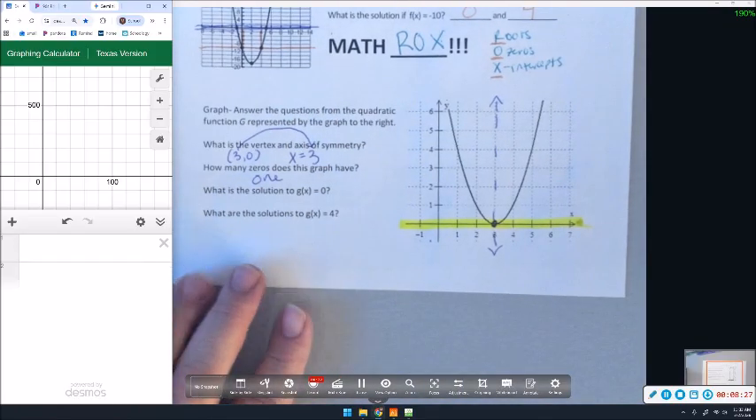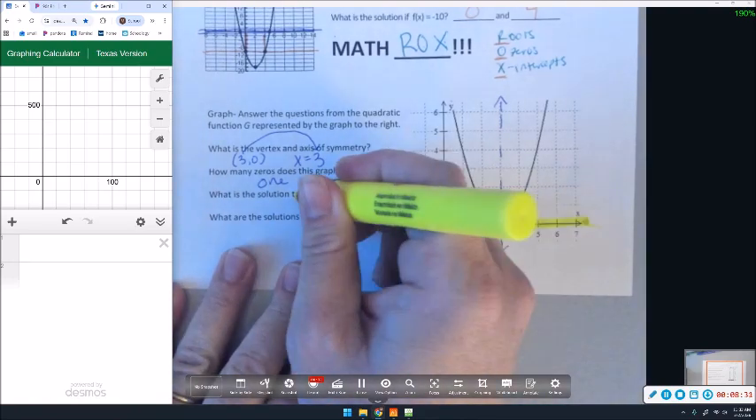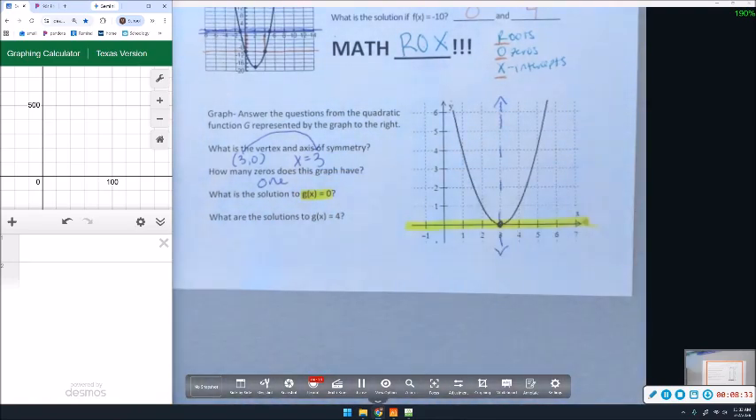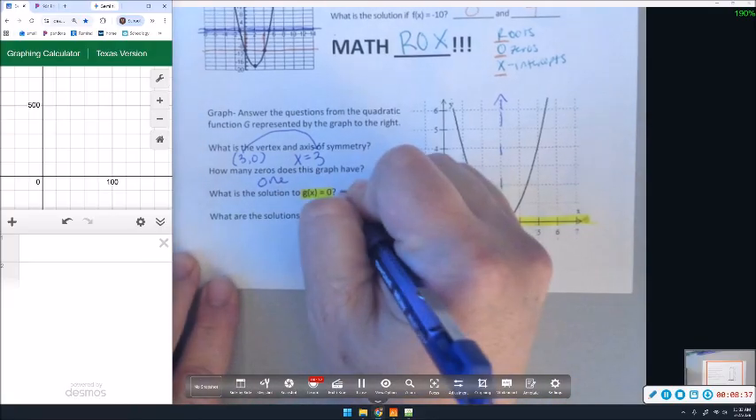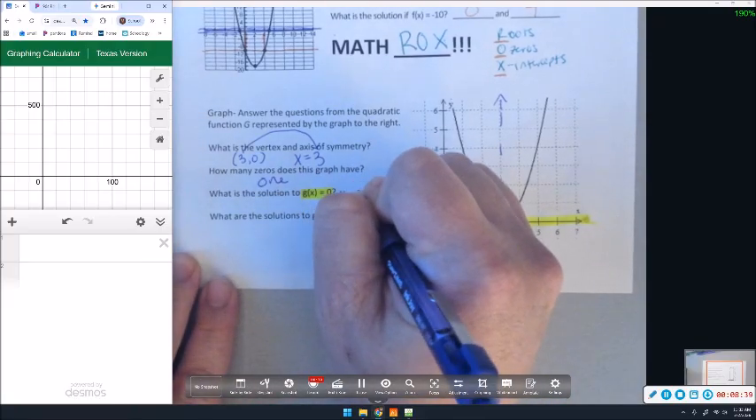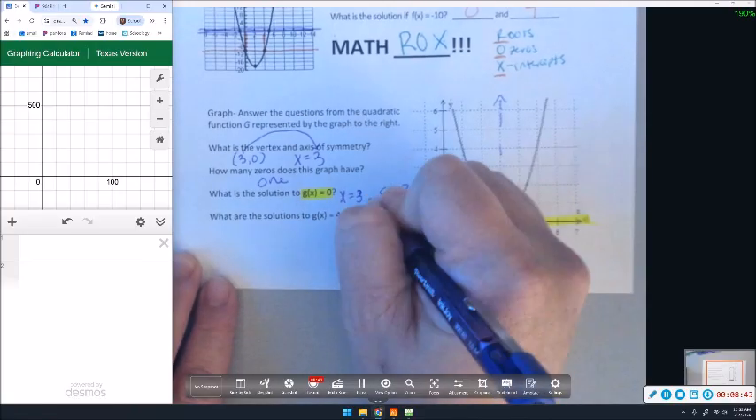And then it says, what is the solution to g of x equals 0? Well, that's just my zeros. What is my 0? Because I only have 1. Where does it touch? 3. And you can write x equals 3, or you can put the 3 inside the fancy brackets.